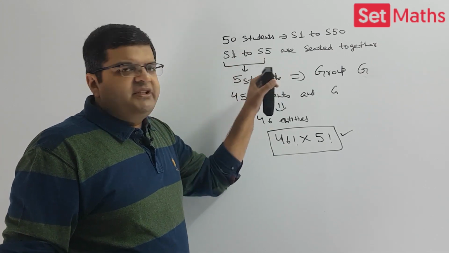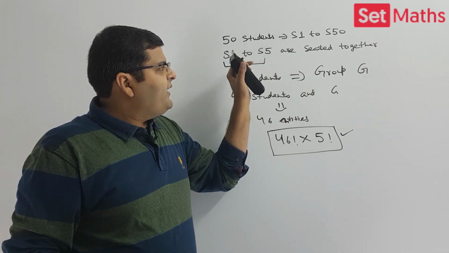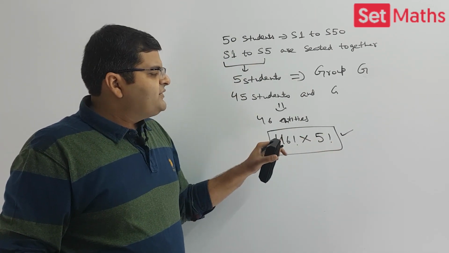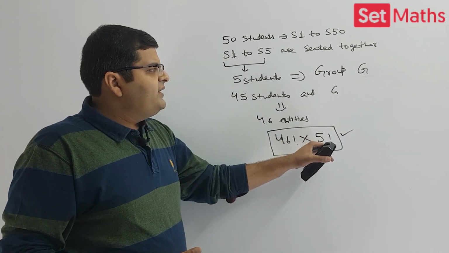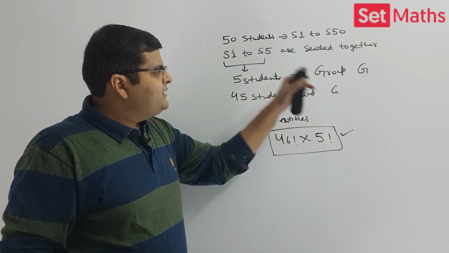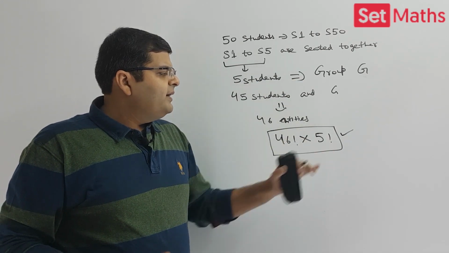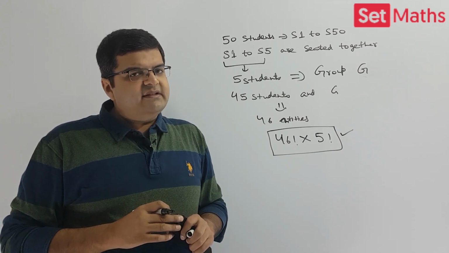Now within this group G, these 5 students can also rearrange among themselves. So these 5 students can rearrange in 5 factorial ways. So what we have done is we have seated these 46 entities, and within that we have rearranged the students in group G. So we get the answer as 46 factorial multiplied by 5 factorial. That is how we solve this question.